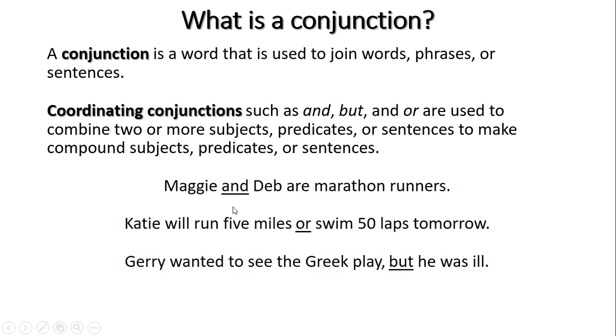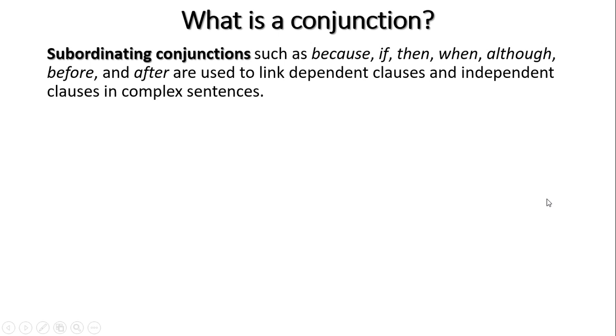So these would be examples of coordinating conjunctions. The word and is combining two subjects together in this situation. The word or is combining two verbs together. And in the situation here, the word but is combining two sentences together. So these are the coordinating conjunctions. Again, I'm sure you probably have used these in previous English lessons. The other conjunction that we're going to talk about today is subordinating conjunctions.